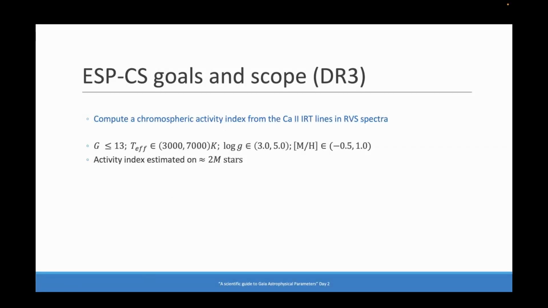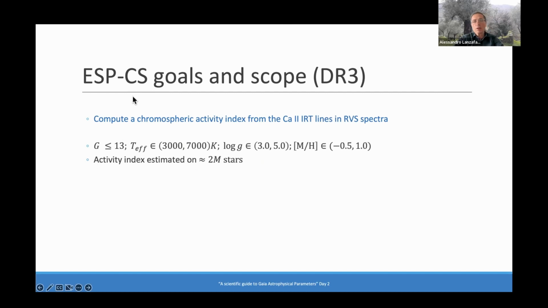First of all, what is this extended stellar parameterizer for cool stars? Actually, what it did in DR3. In DR3, the code computed the chromospheric activity index from the calcium II infrared triplet lines in the RVS spectra. It is supposed to do something else, but that will be for a future data release. But in data release 3, this is what we had.